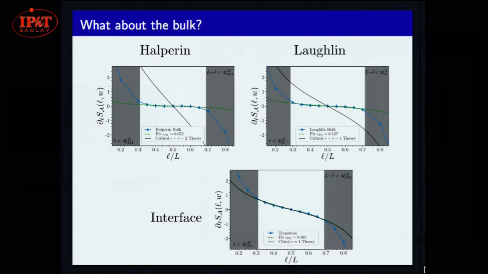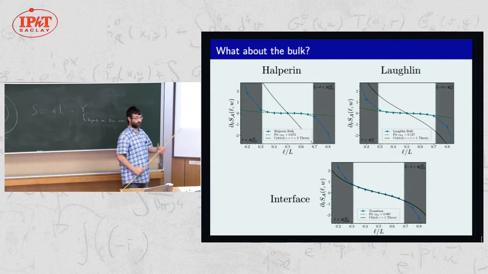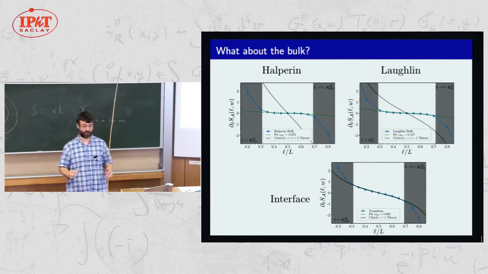And you can check that things are very different whether you do this in the bulk or at the interface. On the interface, indeed it works well. If you go deep in the bulk of the Halperin or the Laughlin, you're very far from the critical thing. So it is really an interface effect.